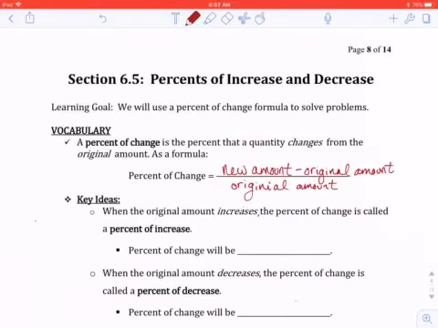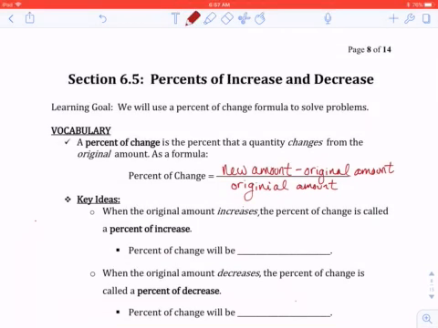Okay, so for section 6.5, we have the percents of increase and decrease. Essentially, lots of things in the world change in their value. If you think about cards, even games, or even your quiz scores, they do change. So it can be helpful to figure out what the percent of that change is. To figure that out, we have a nice and easy formula here.